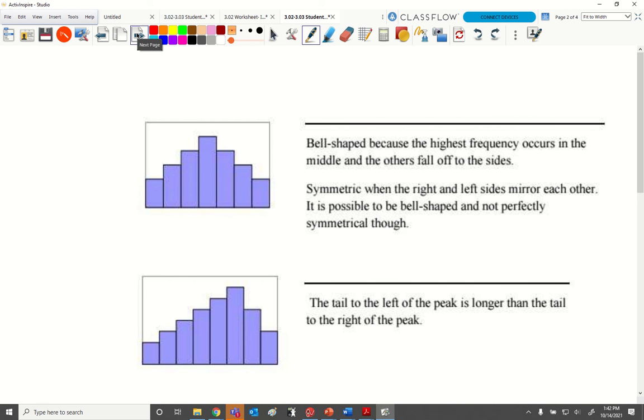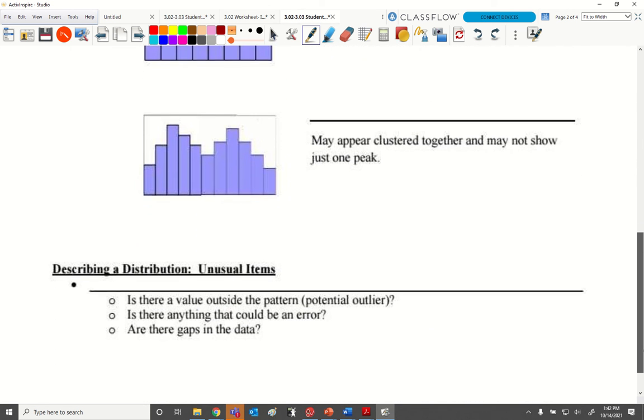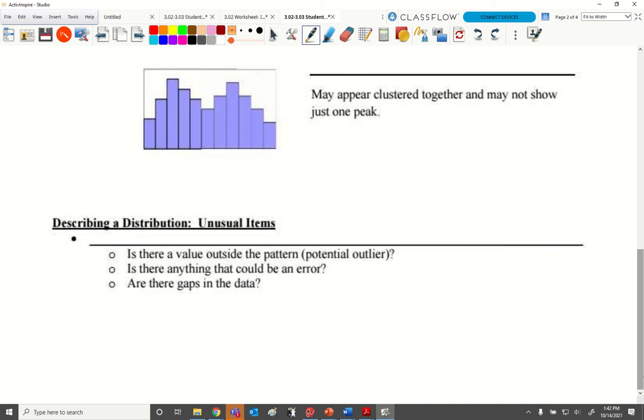Okay, here's the bell-shaped one. I just like mine on my notes because it was bigger. So we got this one. This one right here, again, this one is skewed to the left, skewed to the right. There's my irregular. Unusual items.